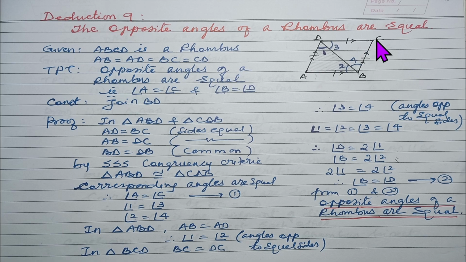In a rhombus the opposite angles are equal. So try to understand that. So try to understand how I have shown that angle 1 is equal to angle 2 is equal to angle 3 is equal to angle 4, because 1 is equal to 4, 2 is equal to 3, but 1 is equal to 2 and 3 is equal to 4.